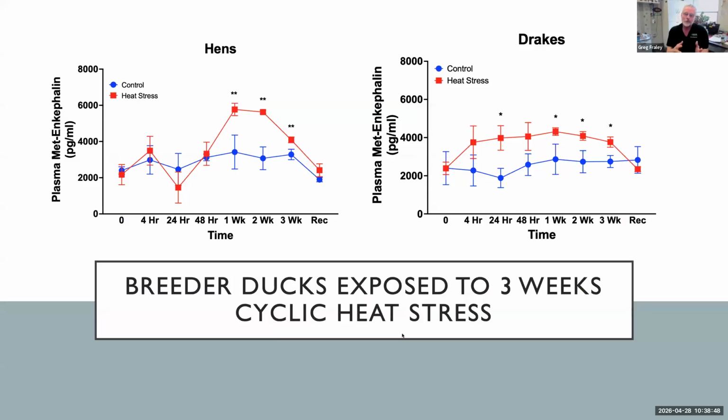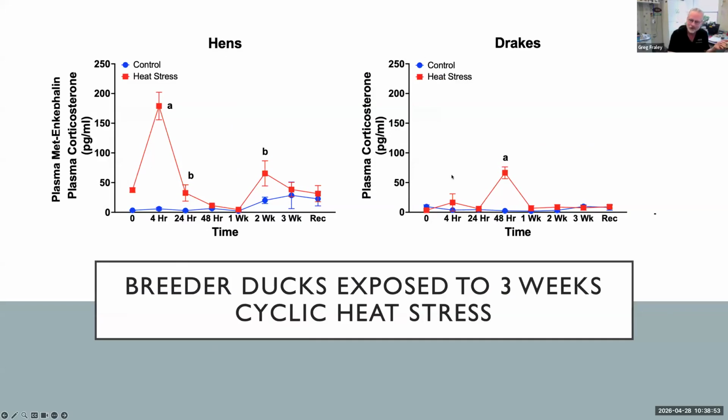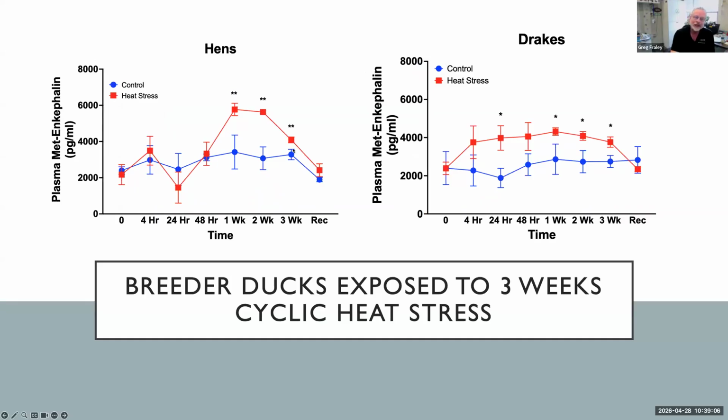Okay. But if we look at metenkephalin, let's go back and let me remind you of the cort. So we got this early cort response in both sexes, but then it wanes off and then drops back down to baseline at the end of this stressor and into recovery. So if we look at metenkephalin, it's having sort of the opposite effect. It starts off at baseline, but then it increases when cort is dropping back down to baseline. And this is happening in both sexes. And then after 2 weeks of recovery, everything comes back down to baseline.